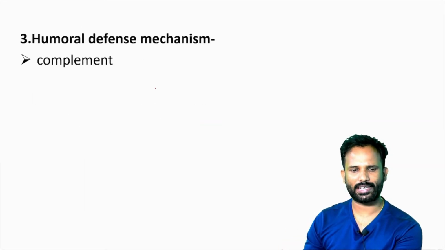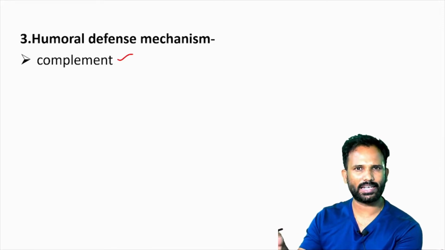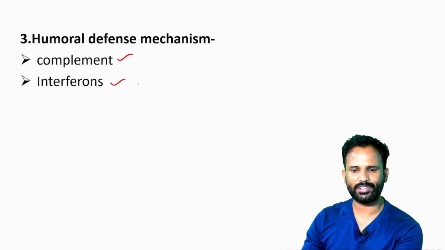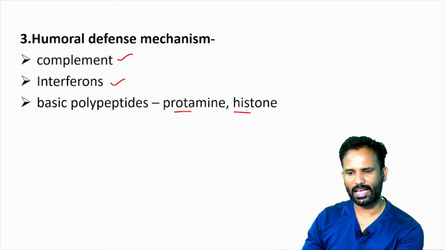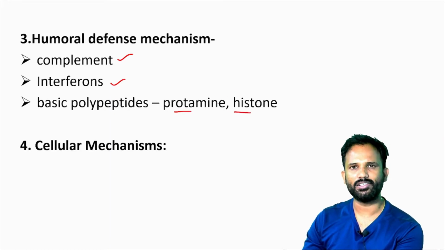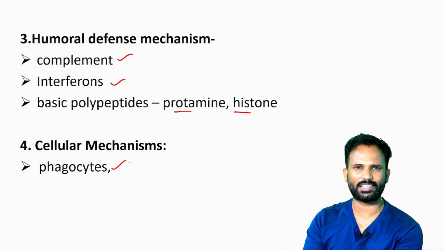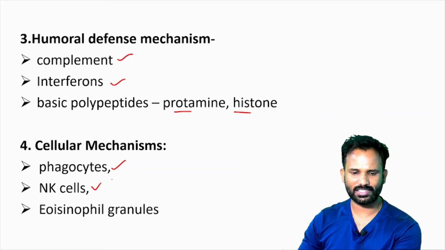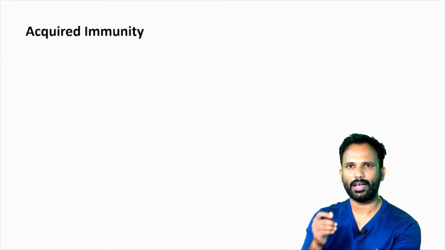Humoral defense mechanism like complement system. Even the complement system can be activated by antigen antibody complex. It is not specific. And interferons, which are antiviral, and basic polypeptides like protamine and histone. And cellular mechanisms like phagocytes, like neutrophil. It's not specific. Anything that comes in the way, it eats up. Macrophages, natural killer cells and eosinophilic granules. All these are cellular mechanisms. All these come under innate immunity.